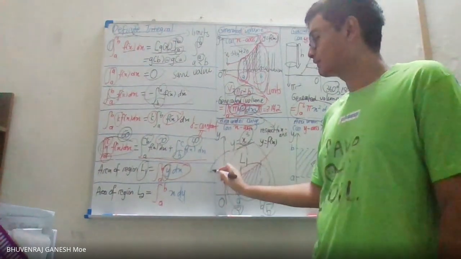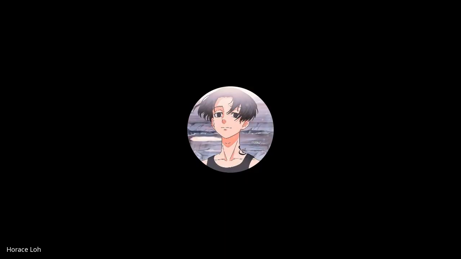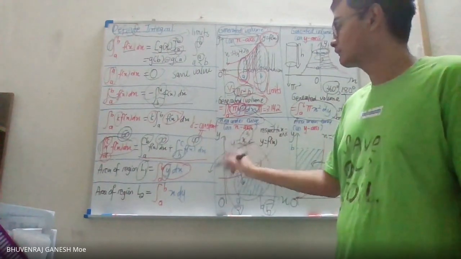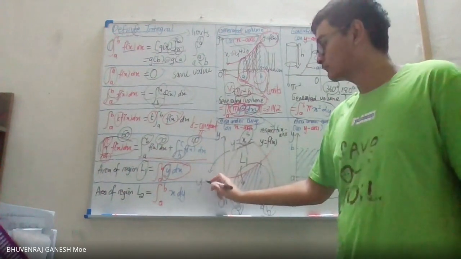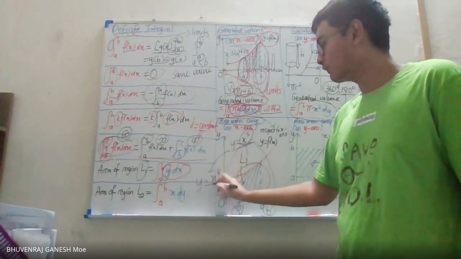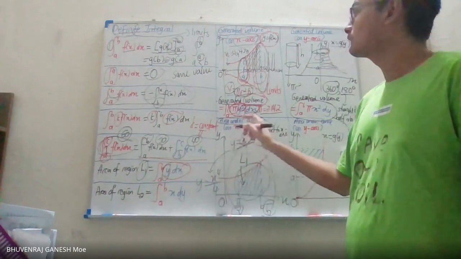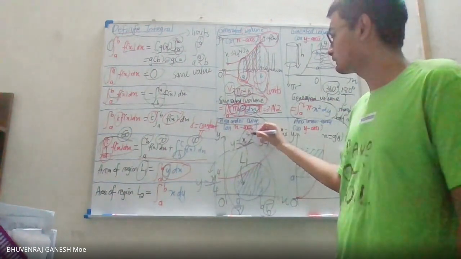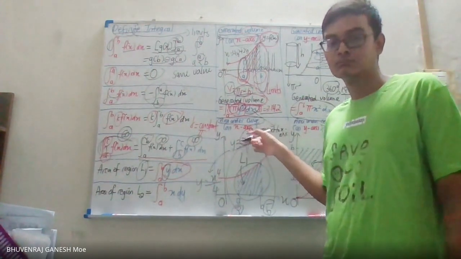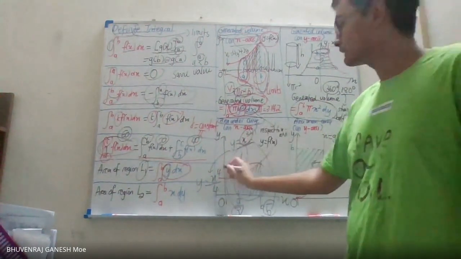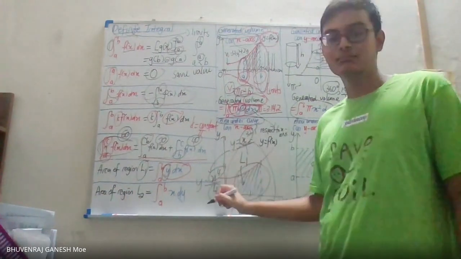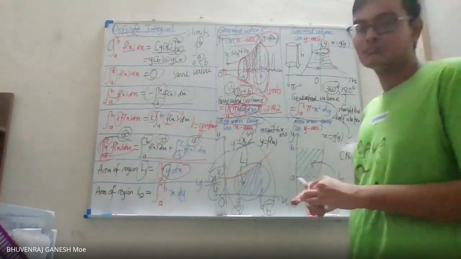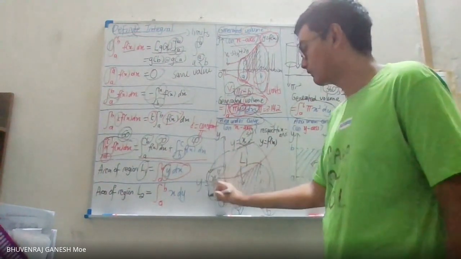So from here, what will it come? You don't bring the 3 down. You must maintain it there. Means you get x power 4 over 4. What you must do is basically plus 1 to the power. Remember that one. I got x cubed, so you get x to the 4, and you divide by the new power, like how you did for indefinite. Same thing. Then later you have to put a bracket like this.